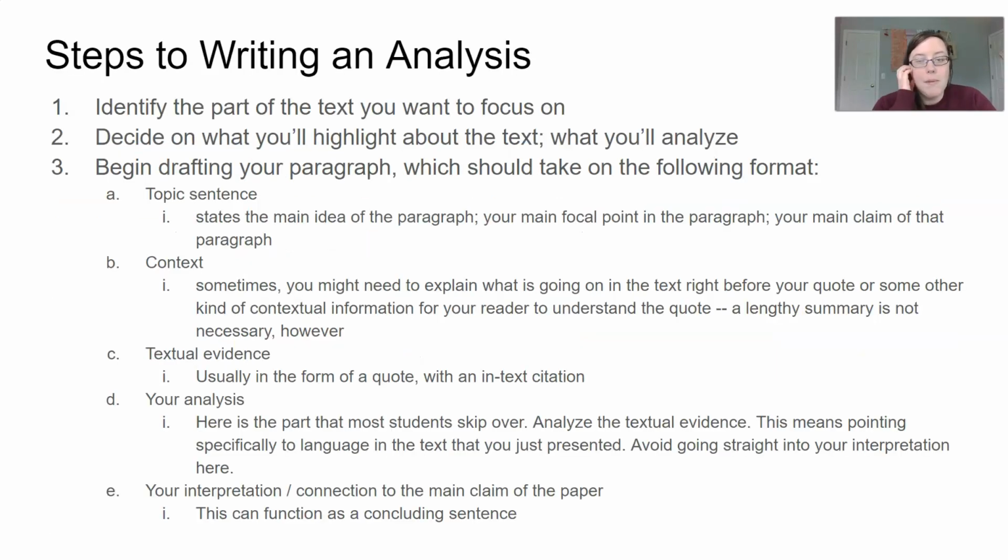Okay, so your steps to writing an analysis, and I've got two of these types of slides. I've got steps to writing an analysis, and I've got steps to writing a comparison. So the first thing you want to do, when you're ready to start writing, is identify the part of the text that you want to focus on. I think that sometimes when we write about literature, we think we have to take in the whole entire text. You want to think about the text in context. You don't have to focus on the whole thing all at once.